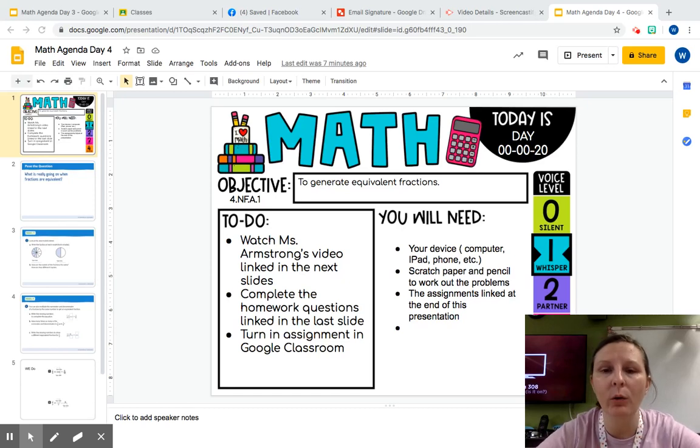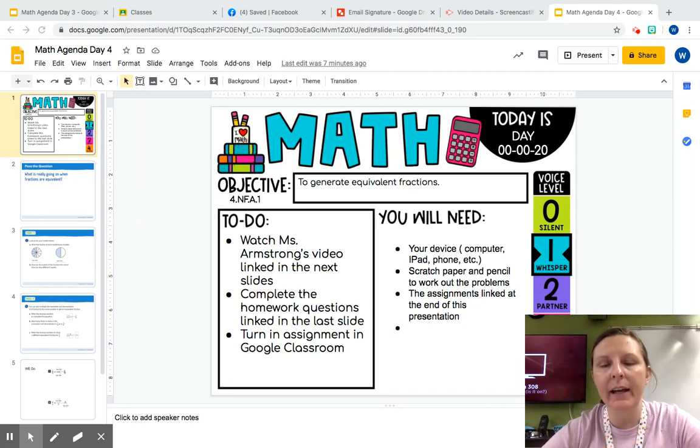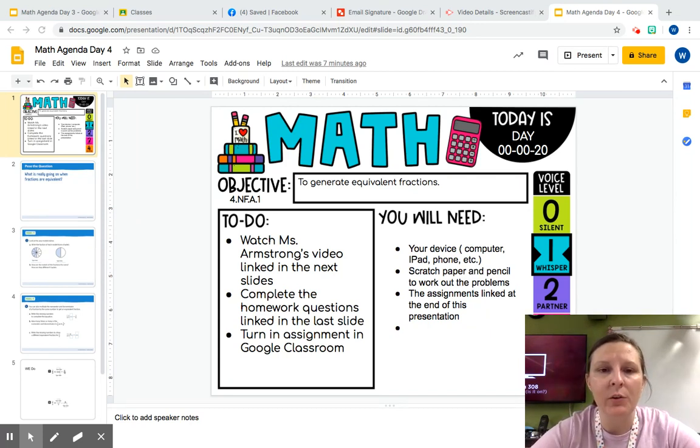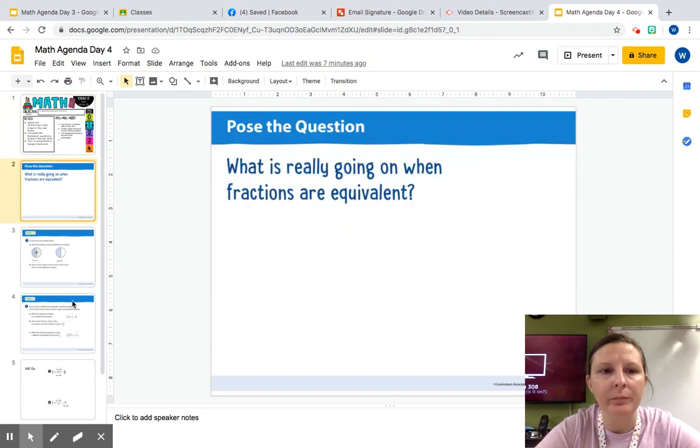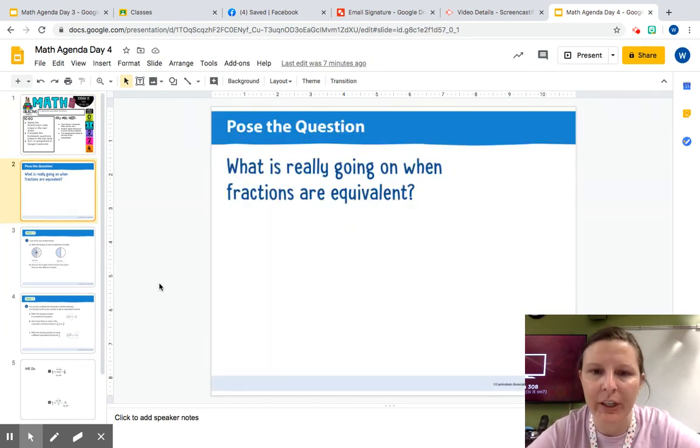Hey guys, so we're going to talk about equivalent fractions today. This is a standard from fourth grade, so this should be familiar to you. First we're going to look at what the word equivalent actually means. So what is really going on when fractions are equivalent?